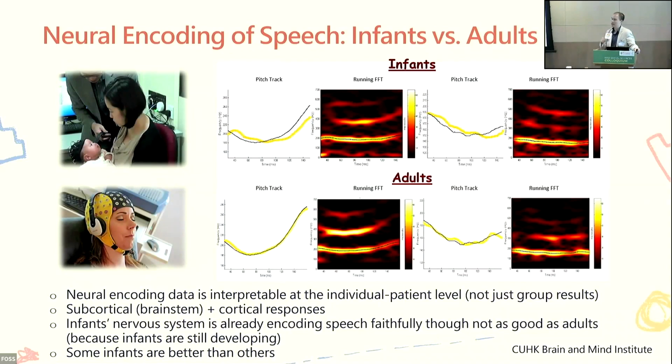Many of you may be familiar with other EEG paradigms like the MMN. With MMN, for example, you cannot just pull out the MMN from the individual subject and make an interpretation. But this technique is interpretable at the single subject level. Now, some infants are better than others.